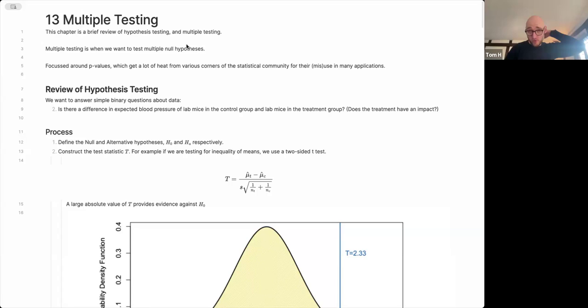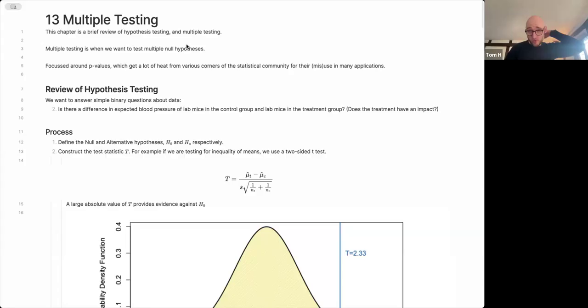Hello and welcome to chapter 13, the final unlucky chapter of Introduction to Statistical Learning in Python. We've finally reached the end of the book, and this chapter is on multiple testing, so hypothesis testing.